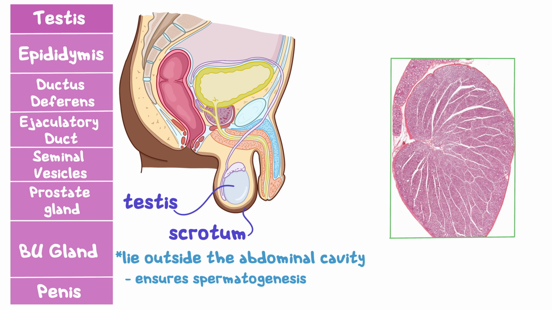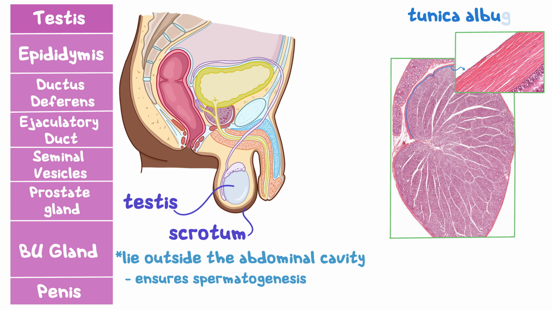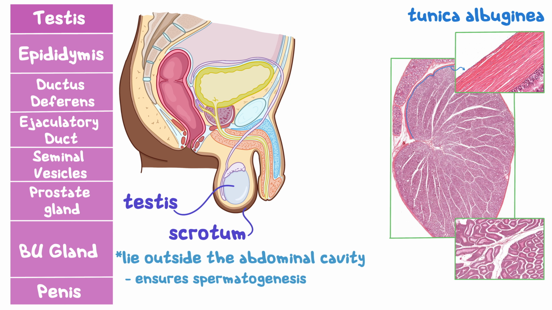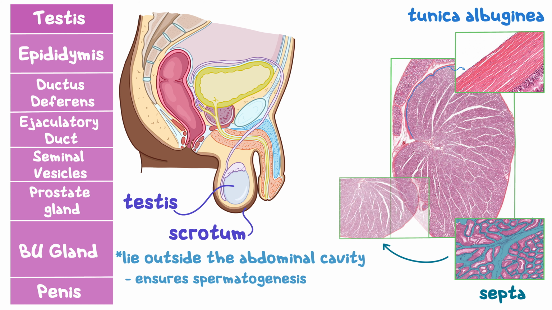Each testis is surrounded by a tough connective tissue covering, known as the tunica albuginea. Connective tissue septa from the tunica albuginea penetrate into the substance of each testis and divide it into lobules. One septum forms a mediastinum, which penetrates the posterior surface of each testis.